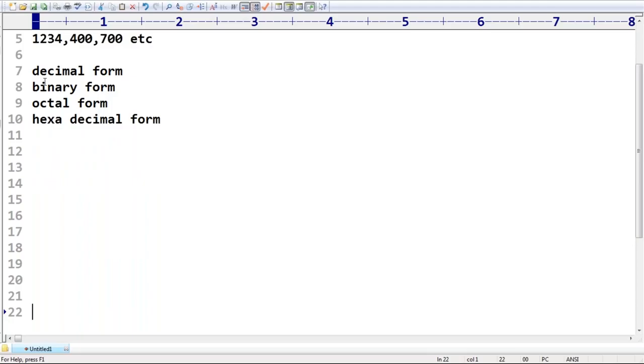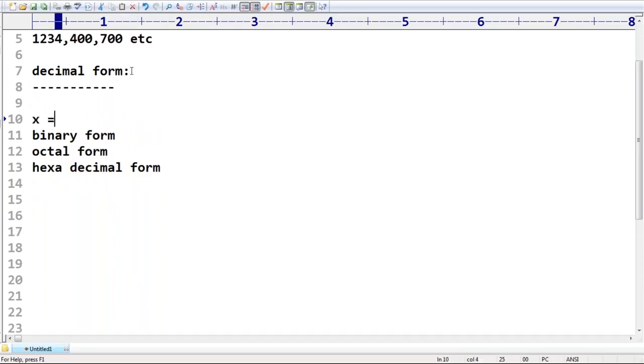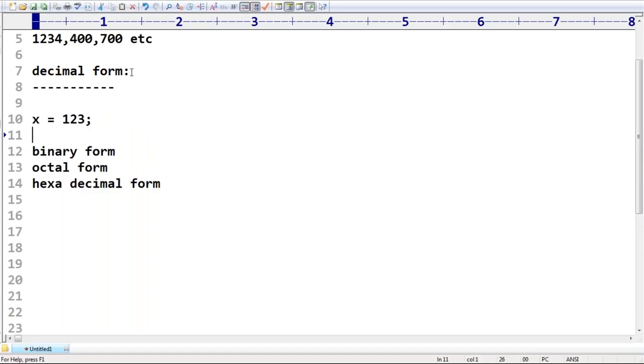Decimal means base 10. Allowed digits are 0 to 9. It is the default form. I hope you are aware. For example, x is equal to 123 itself is nothing but decimal.